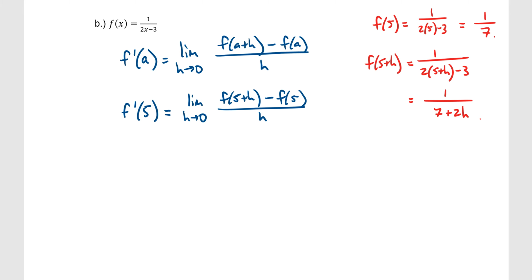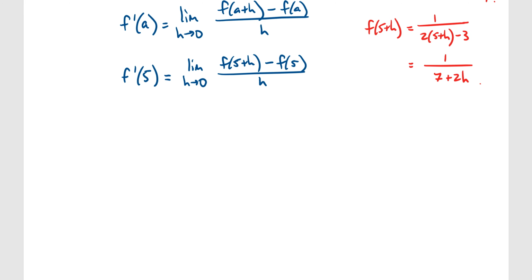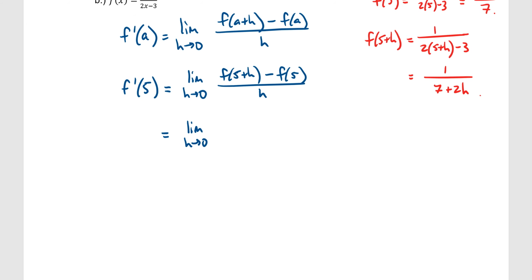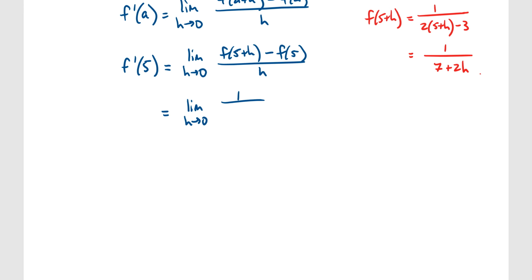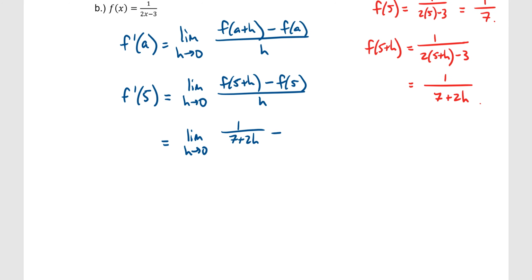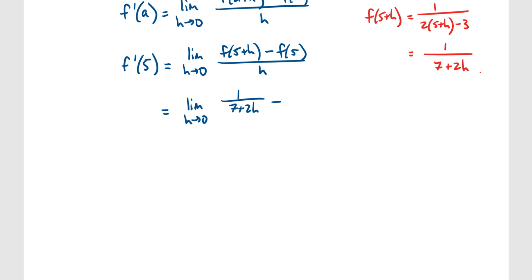Okay, let's go ahead and plug these in here. It's going to be the limit as h approaches 0 of f of 5 plus h, which is 1 over 7 plus 2h, minus f of 5. F of 5 is 1 over 7, all over h. Obviously we can't plug in a 0 for h yet because it's in the denominator.